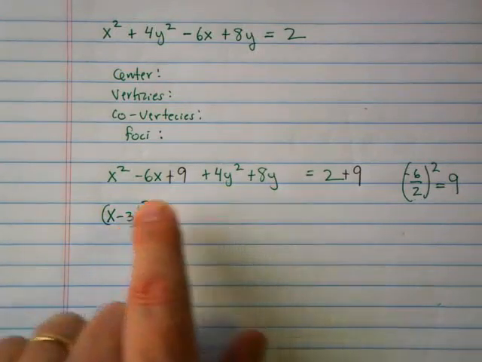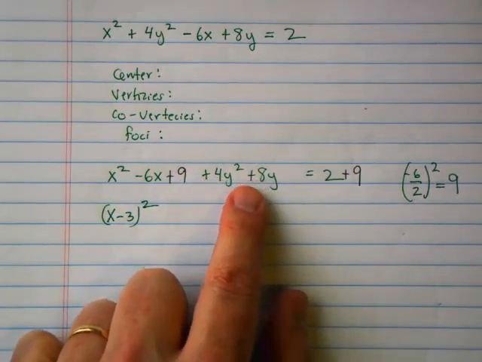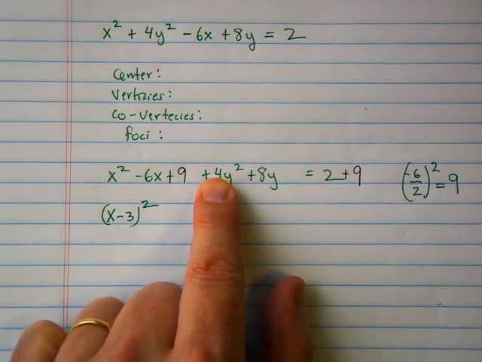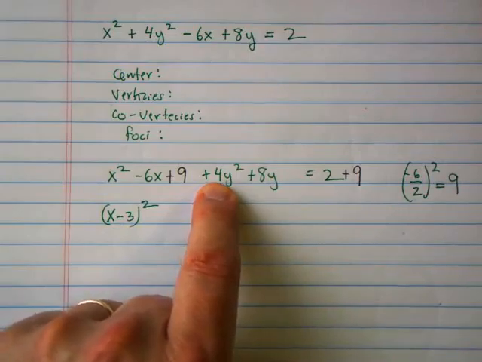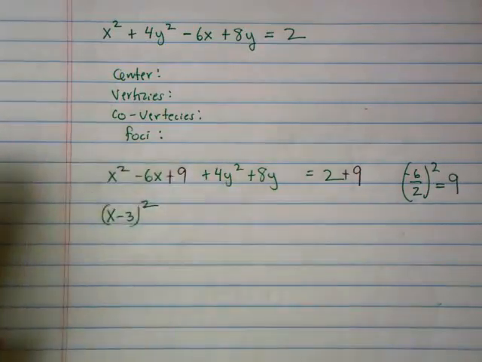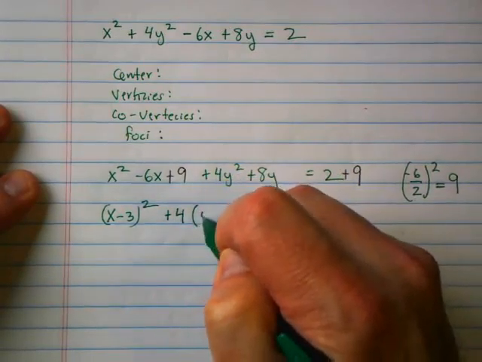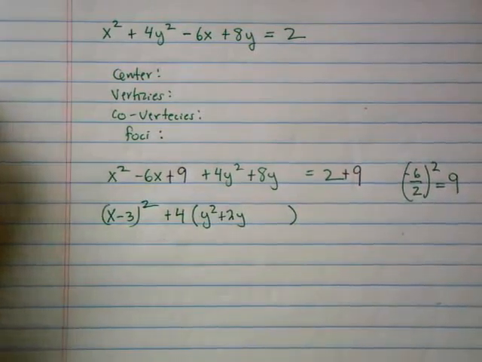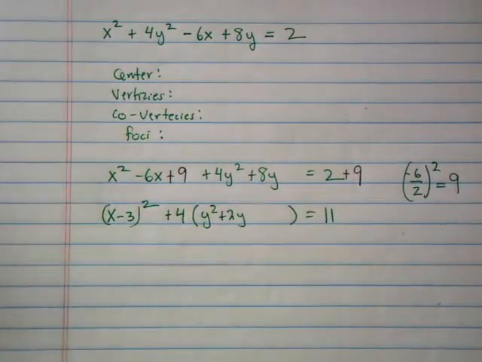Now, unfortunately, completing the square on the y's is a little bit more complicated. Take out a 4. What we have to do here, in order to complete the square, this first number always has to be the number 1. It's not. It's the number 4. So we're going to factor out a 4. We're going to write this as plus 4 times y squared plus 2y. And I'm going to leave a spot there to put in my magic number. And over here on the right, 2 plus 9 is 11.